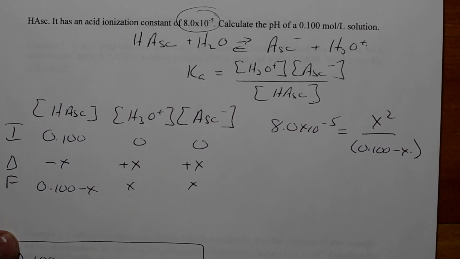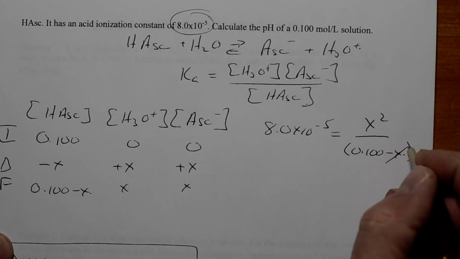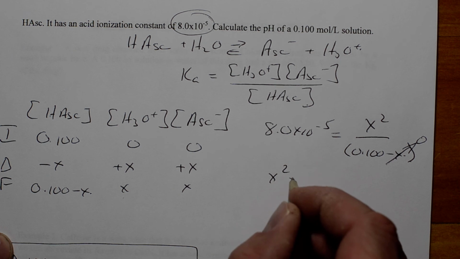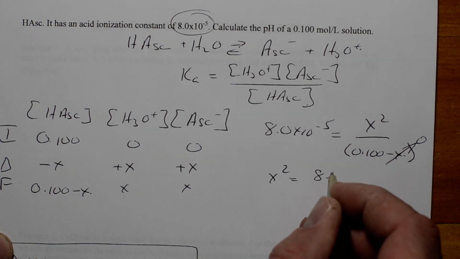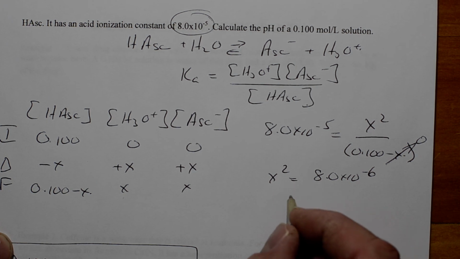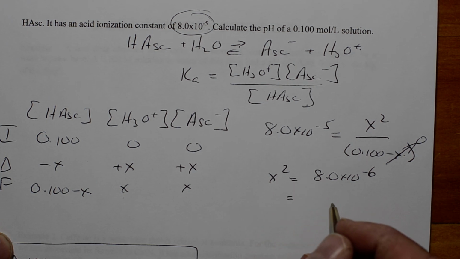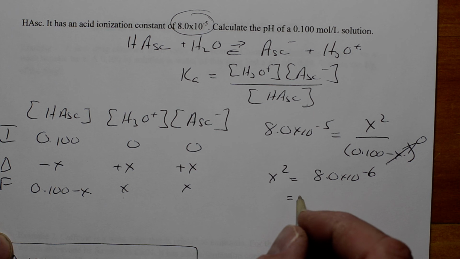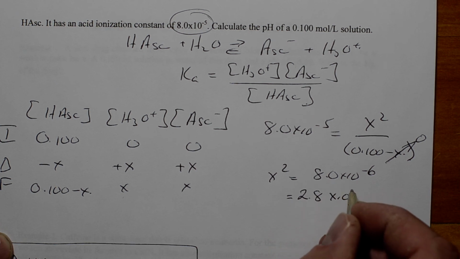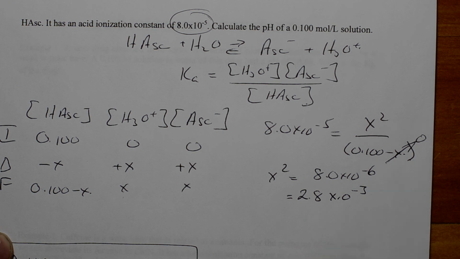Okay, so let's just go back up here. I'm just going to say this equals 0.1. We can now very easily answer this question. X squared equals 8.0 times 10 to the minus 6. Well, the square root of 8 is going to be somewhere around 3. Let's just call it 2.8. Square root of 10 to the minus 6 is 10 to the minus 3.